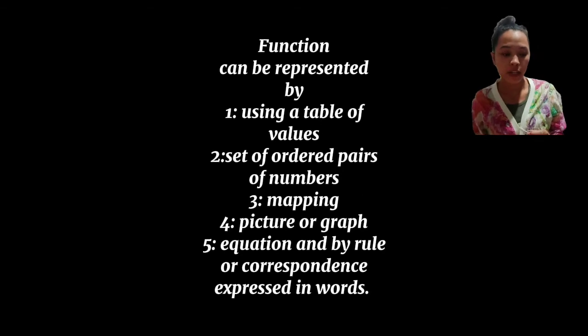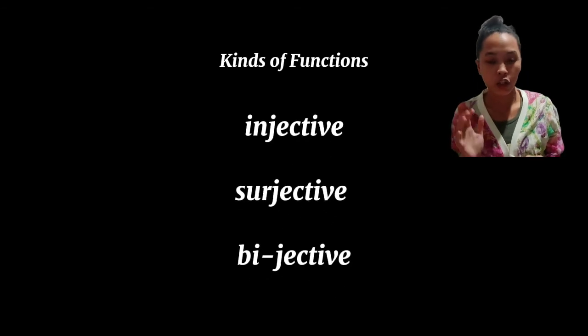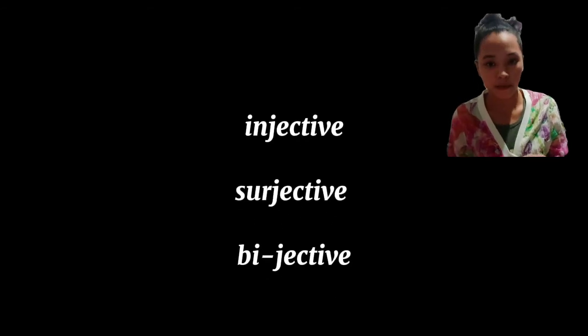And now, we're going to proceed to the representation of function. A function can be represented by using a table of values, set of ordered pairs of numbers, mapping, picture or graph, equation, and by rule or correspondence, and expressed in words. If functions can be represented in any of these ways, there are also types or kinds of functions. And these are the injective, surjective, and bijective.